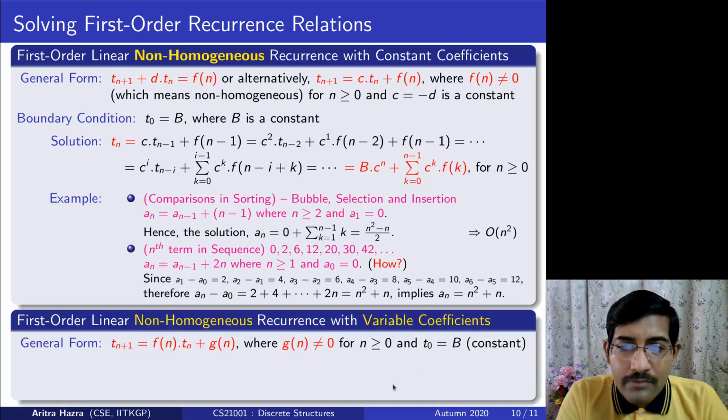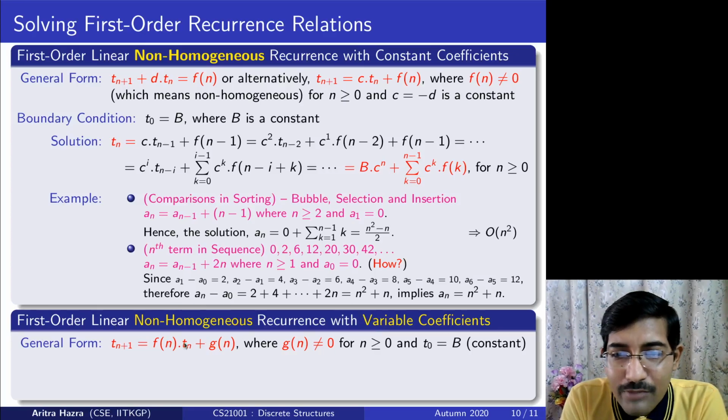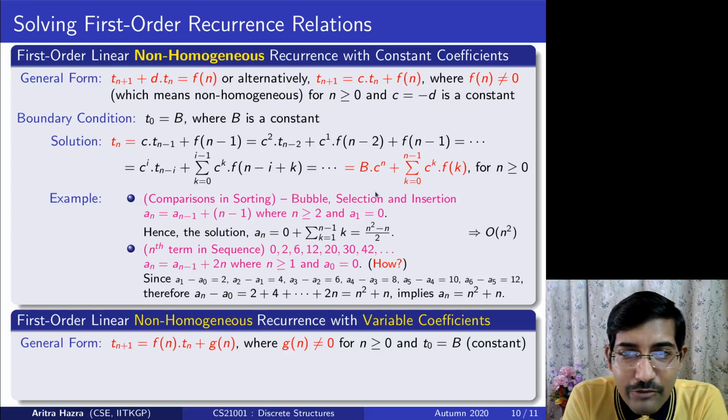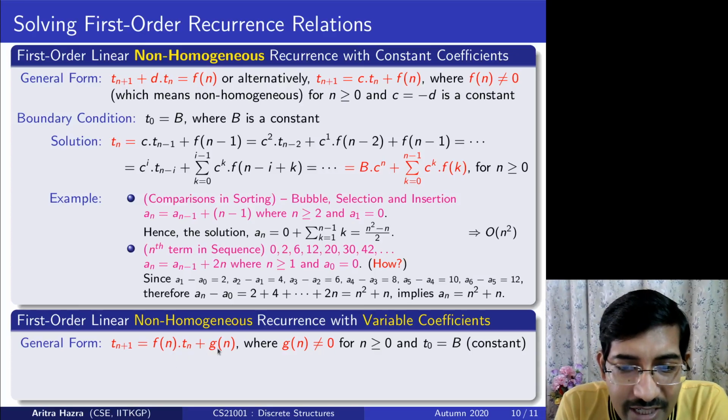To sum up with a little bit of twist, we have first order linear non-homogeneous recurrence along with variable coefficients, which is a mixture of whatever we learned in today's lecture of solving. That is Tn plus 1 equal to Fn Tn plus Gn. This is non-homogeneity where Gn is not equal to 0. And this is variable coefficient where we do not have a fixed C.